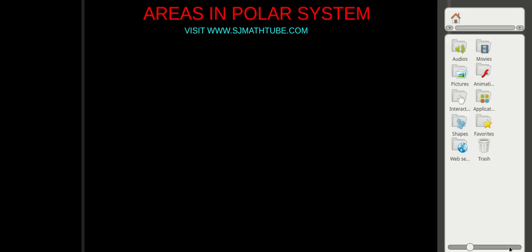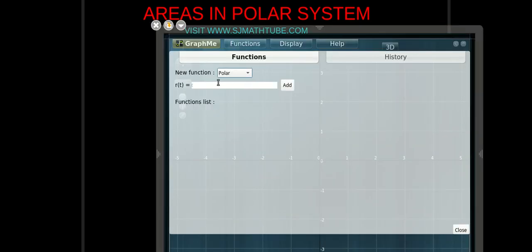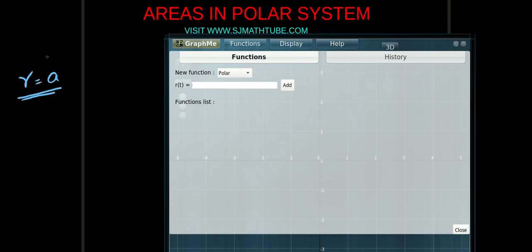Anyway, I have a graph plotting software over here, and I need this tool so that I can show you a few pictures. So look at this. I'm trying to plot r is equal to constant. I'll show you what will happen if you plot this. I have a rough idea. I'll do that first and then we will plot.